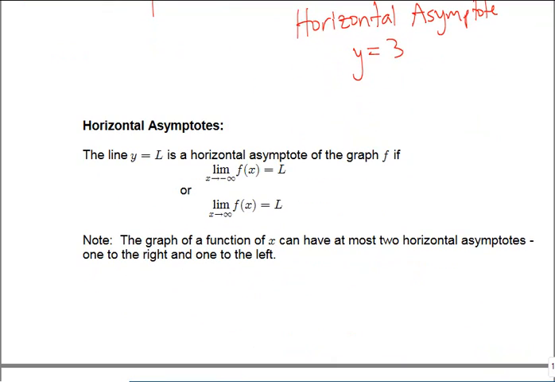So here's our formal definition. We say that the line y equals L is a horizontal asymptote of the graph of f if the limit as x goes to minus infinity of our function is L, or if the limit as x goes to positive infinity of our function is L. And you want to note that the graph of a function of x can have at most 2 horizontal asymptotes. These two L's don't necessarily have to be the same thing going to the right and to the left. So as I go to positive infinity, I might have one asymptote, and as I go to minus infinity, it is possible to get a different asymptote.